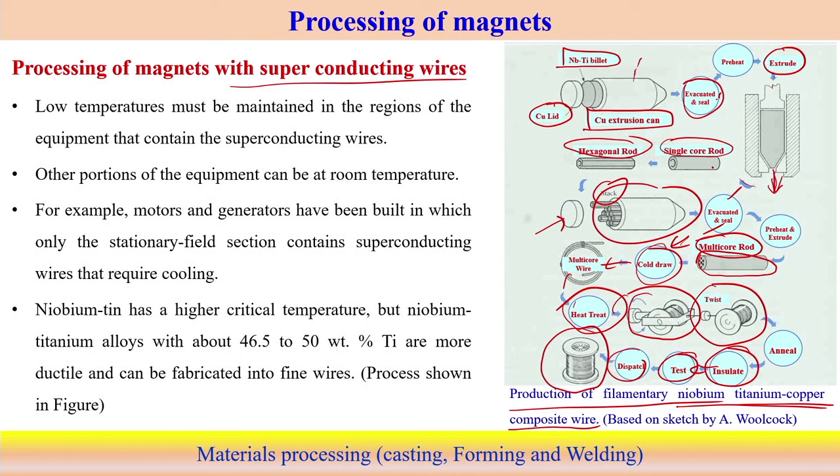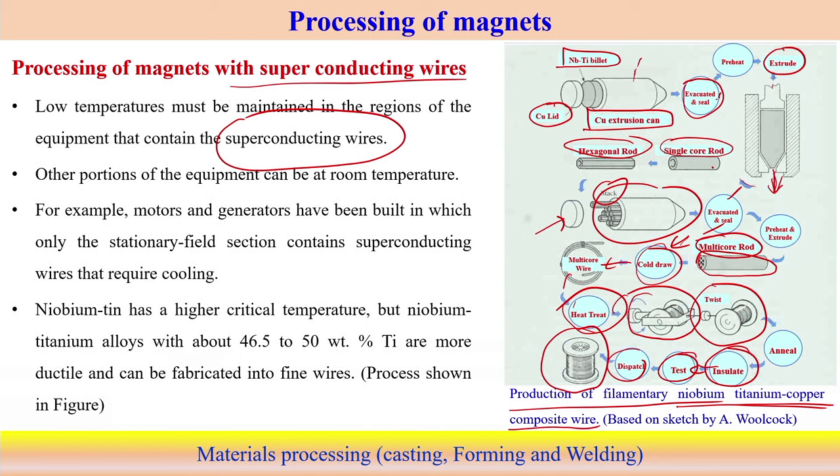So we can see that from this superconducting wire we can process the magnets. In this case, low temperature must be maintained in the zone where the equipment that contains the superconducting wire is. So superconducting wire is more effective in this case. This processing is usually performed at low temperature, because at very high temperature the superconductive properties will change.